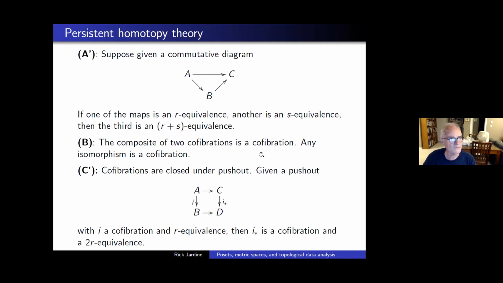The composite of two cofibrations is a cofibration, that's easy. And the isomorphism is a cofibration, that's easy. And cofibrations are closed under push out. Again, that's easy. But the interesting thing that I told you about is, if you have a cofibration and an R equivalence, then it pushes out to a map which is a cofibration and a 2R equivalence. Okay, and you might recognize that these are altered versions of axioms that you've seen in books.